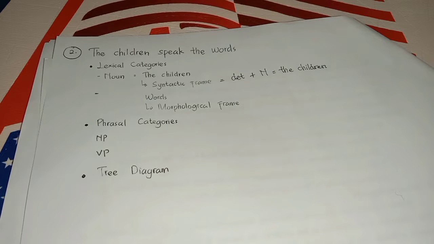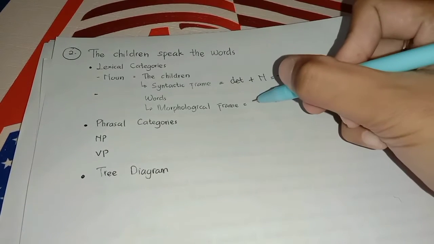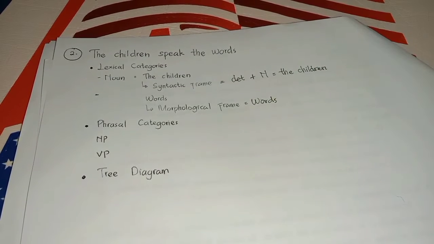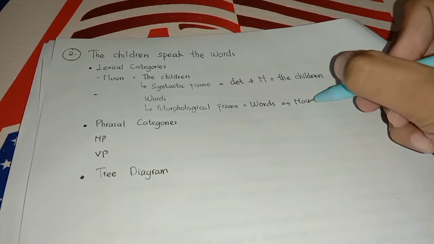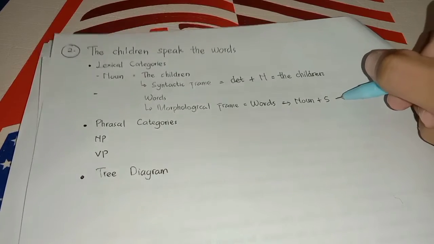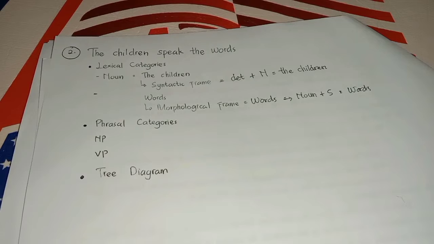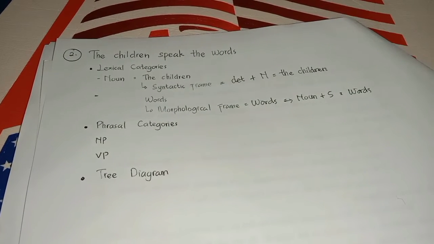And the second one is included in the morphological frame, namely words. Why? Because it's formed by noun plus s as plural, so that it becomes words. So words is a noun because it's included in the morphological frame.